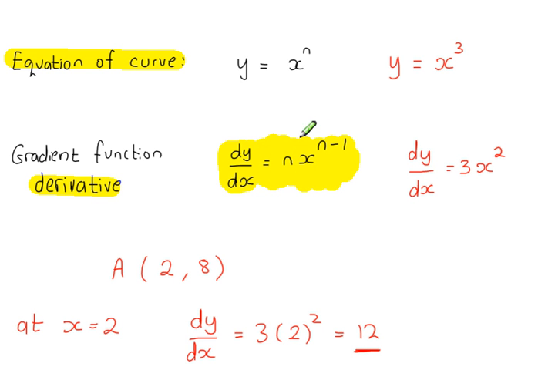So let's have a look at a few more examples using this formula for differentiation. So let's say we have y is equal to x to the power of 5. Okay, so dy by dx, so the gradient function, or the derivative, is equal to, so the power comes to the front, times x to the power of, and then you reduce the power by 1. It was 5, and now it's 4.